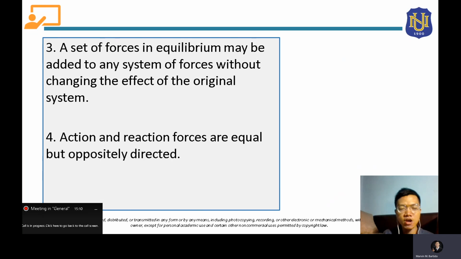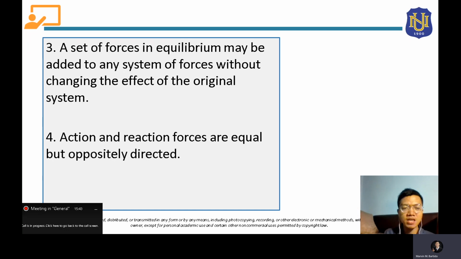So the third axiom is a set of forces in equilibrium may be added to any system of forces without changing the effect of the original system. So if you have a force system and you add another system to that system, wherein the system that you add is in equilibrium, the original system will remain unchanged. Because a system in equilibrium actually has a resultant of zero. So if you add that to a system, that system will just remain unchanged. So that's the third axiom.